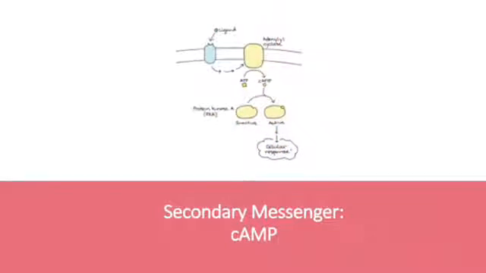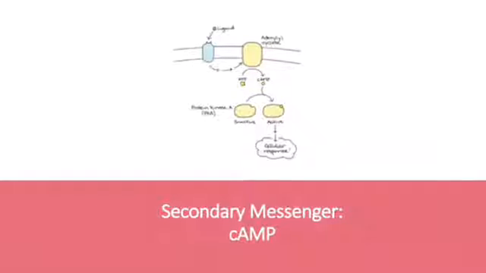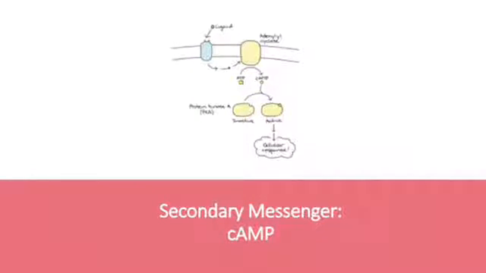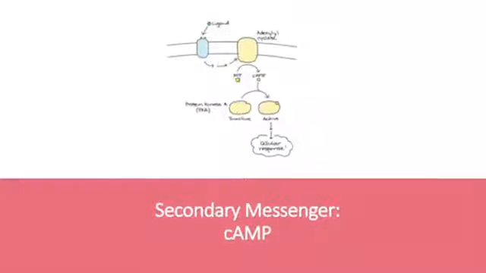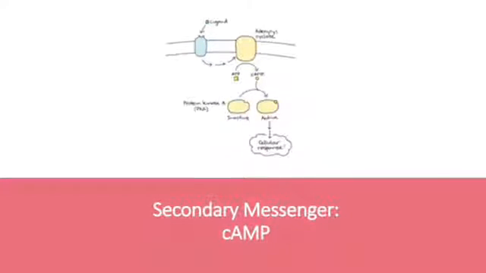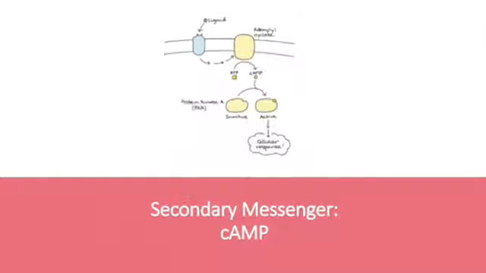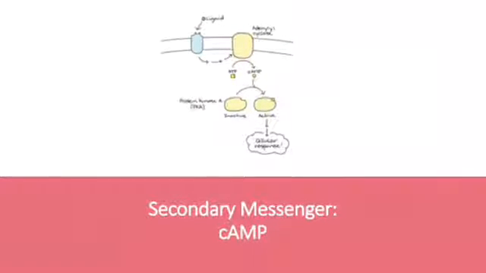Now onto a secondary messenger, cAMP. Adenylate cyclase catalyzes simple reactions, ATP to cAMP. Phospholipase C catalyzes more complicated reactions. cAMP is a secondary messenger because it carries the message into the cell. cAMP only activates a single protein called protein kinase A.